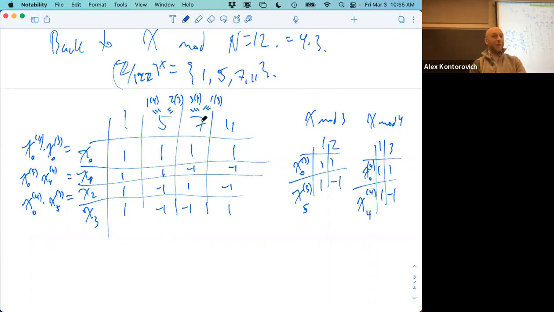And this number is 1 mod 3. So the character mod 3 isn't going to contribute to this number. So that's why I can read off, it's the trivial character mod 4, but the non-trivial character mod 3. And this guy is the non-trivial character mod 4 times the non-trivial character mod 3. So this is the non-trivial character mod 4 times the non-trivial character mod 3.